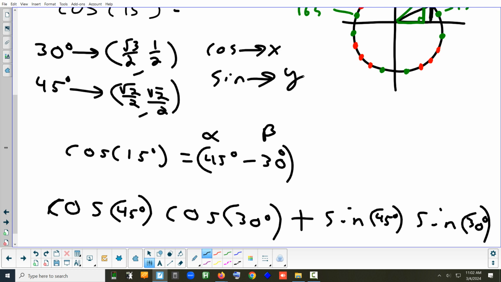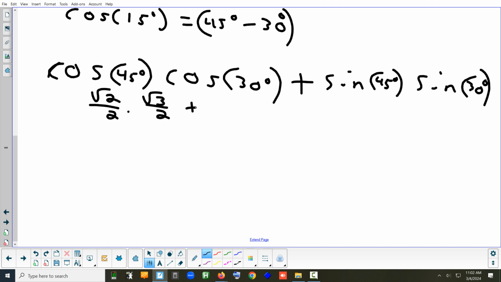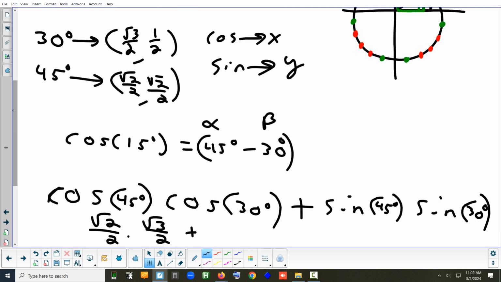Okay, so let's figure it out. Cosine of 45 degrees. What's the x value in the coordinate for 45 degrees? Root 2 over 2. Yes, root 2 over 2. Times. Now 30 degrees. What's the x value in the coordinate for 30 degrees? Root 3 over 2. Yep. Plus, now I need the sine of 45. That's the y value in the 45 degree coordinate. Okay, what's my y value in the 45 degree coordinate? What is it? Yep, square root 2 over 2.